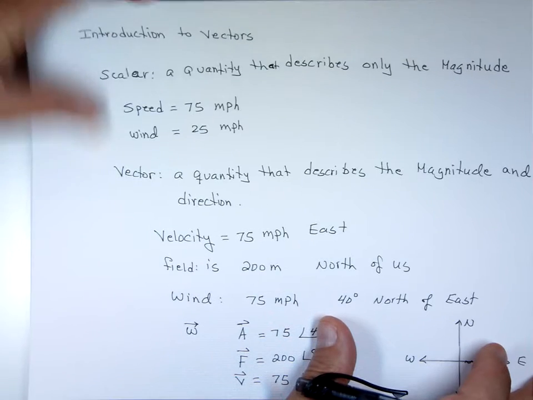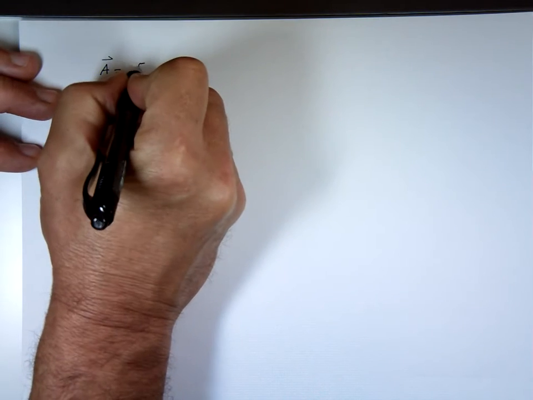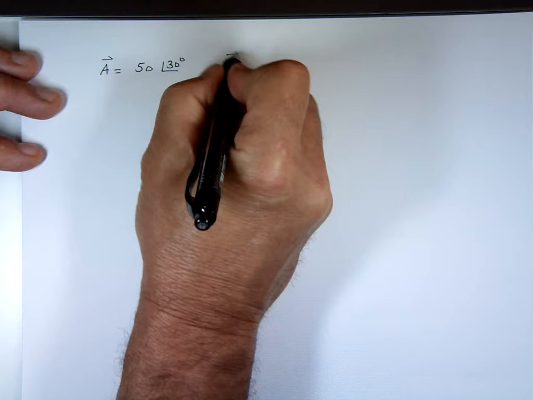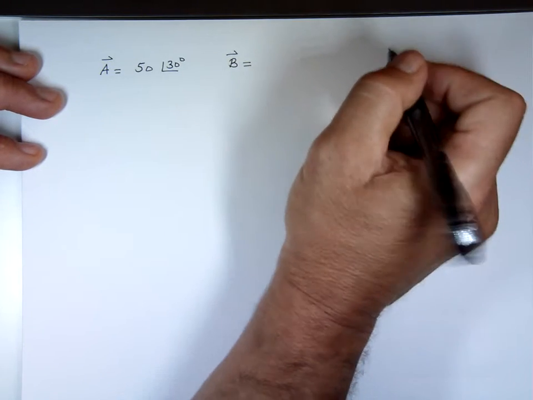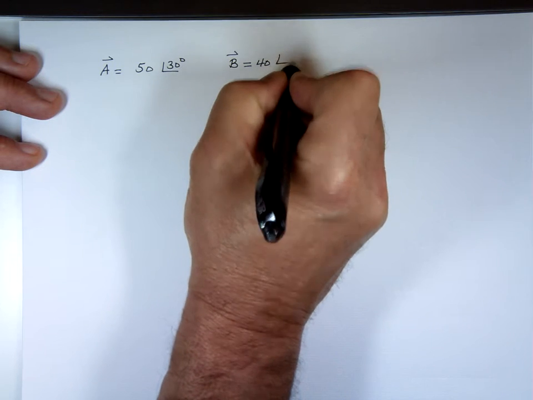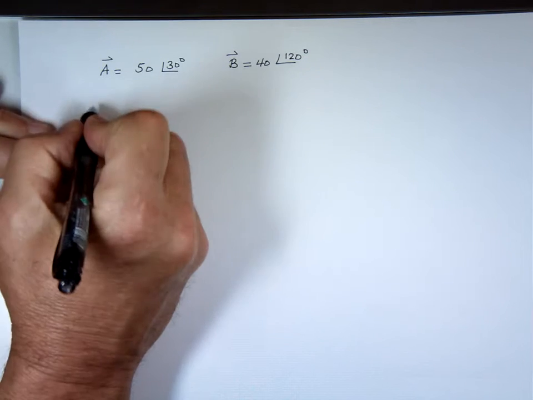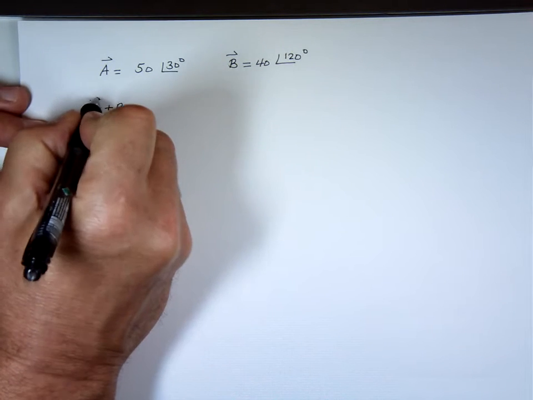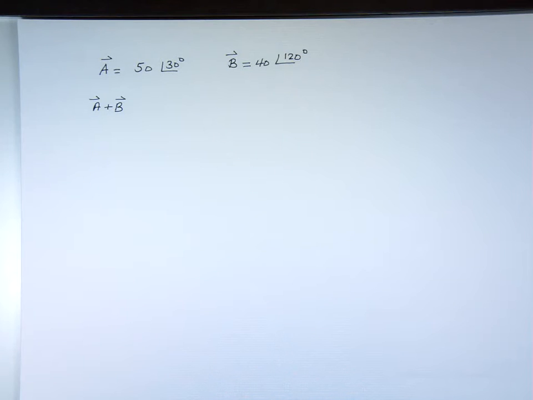So how do we add vectors and subtract vectors graphically? Let's say I gave you two vectors. Vector A is equal, I don't know, here we go, 50 angle 30, and vector B, what do you want to make vector B? 40 angle 120. And the question, can you tell me what is A plus B? What's vector A plus vector B equal to? And again, I'm going to do them graphically.